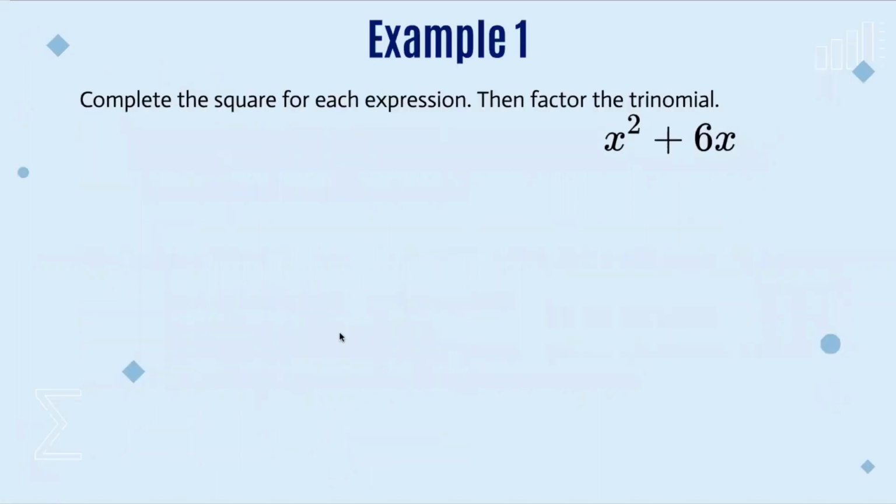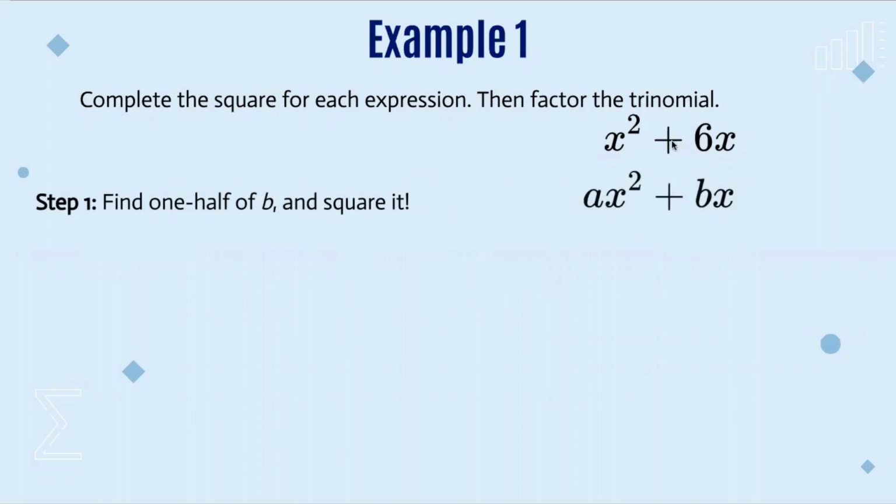We're going to complete the square for this expression, then factor the trinomial. We have x squared plus 6x. Step 1, what I want to do is find 1/2 of b and square it. So this is in the format ax squared plus bx. In this case, our b value would be positive 6. Make sure you're paying attention to the sign that is in front of the value.